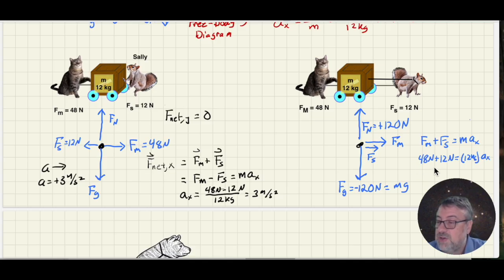12 and 48 is going to make 60. 60 divided by 12 is now going to give me an acceleration of 5 meters per second squared in the positive direction.